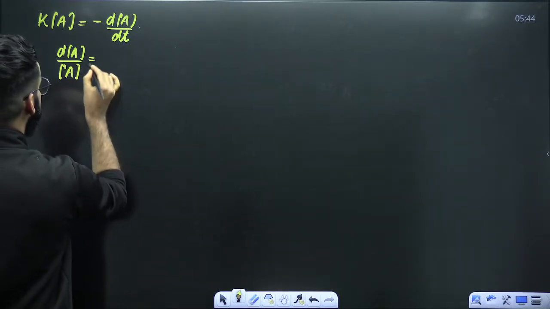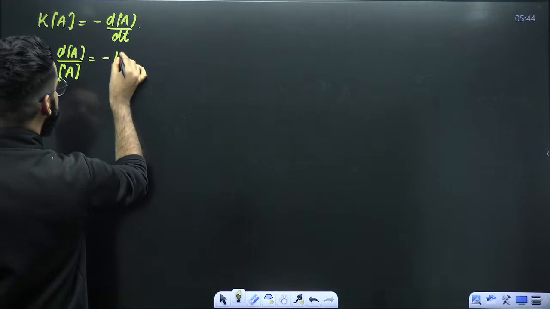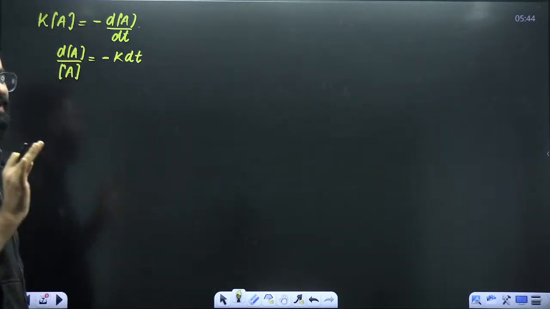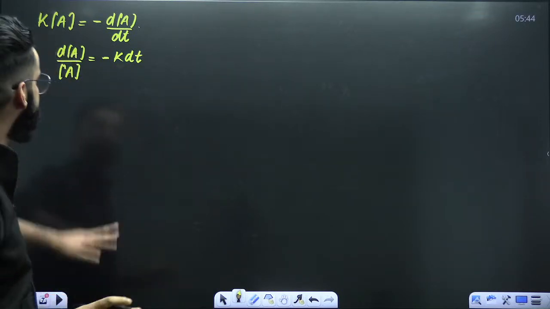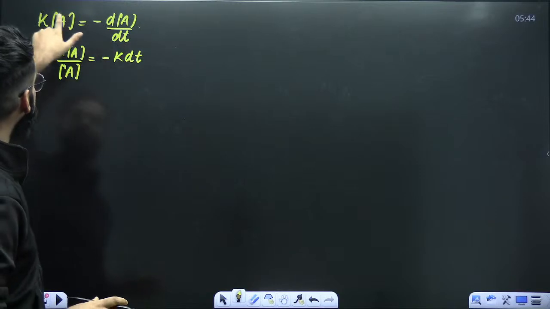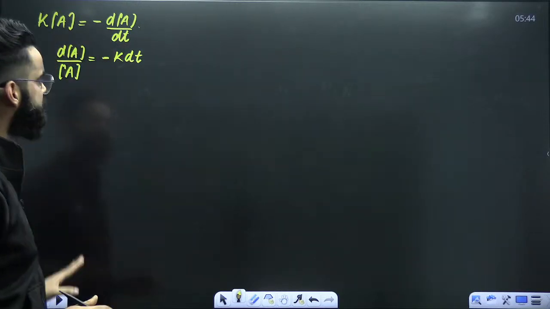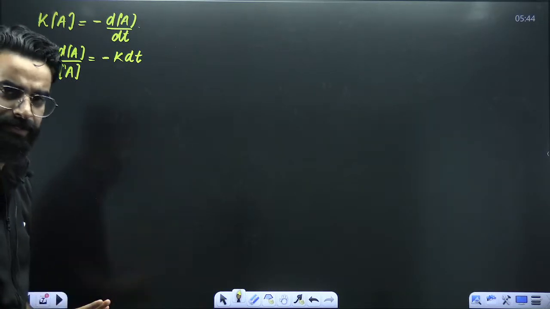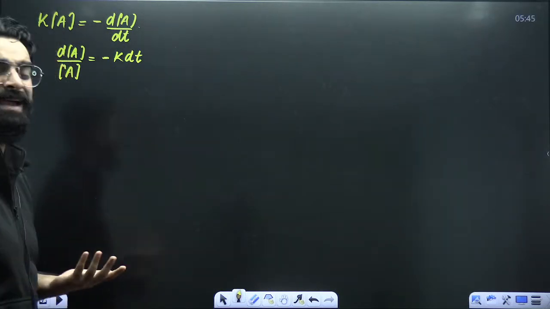dA divided by concentration of A is equal to minus k multiplied by dt, right? I'm just separating the variables, nothing else. See, what did I do? I took this A in the denominator, took this dt over here, and it's going to be minus. So dA divided by A is equal to minus k dt. Perfect.